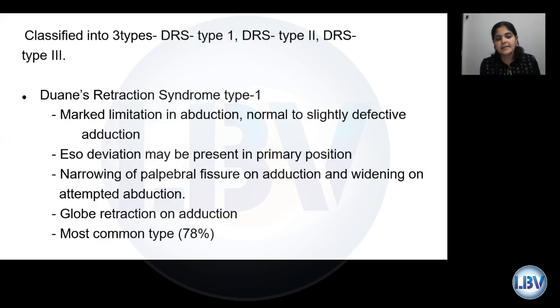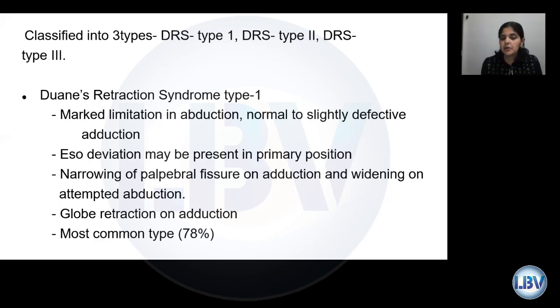Just to discuss a bit about Duane's retraction syndrome. In this syndrome, you have 3 types, type 1, type 2, and type 3. In type 1, there is a marked limitation seen in abduction, and there is normal or slightly defective adduction. Eso deviation may be present in primary position, but as was seen in this case, there was no eso deviation. It was ortho in the primary position.